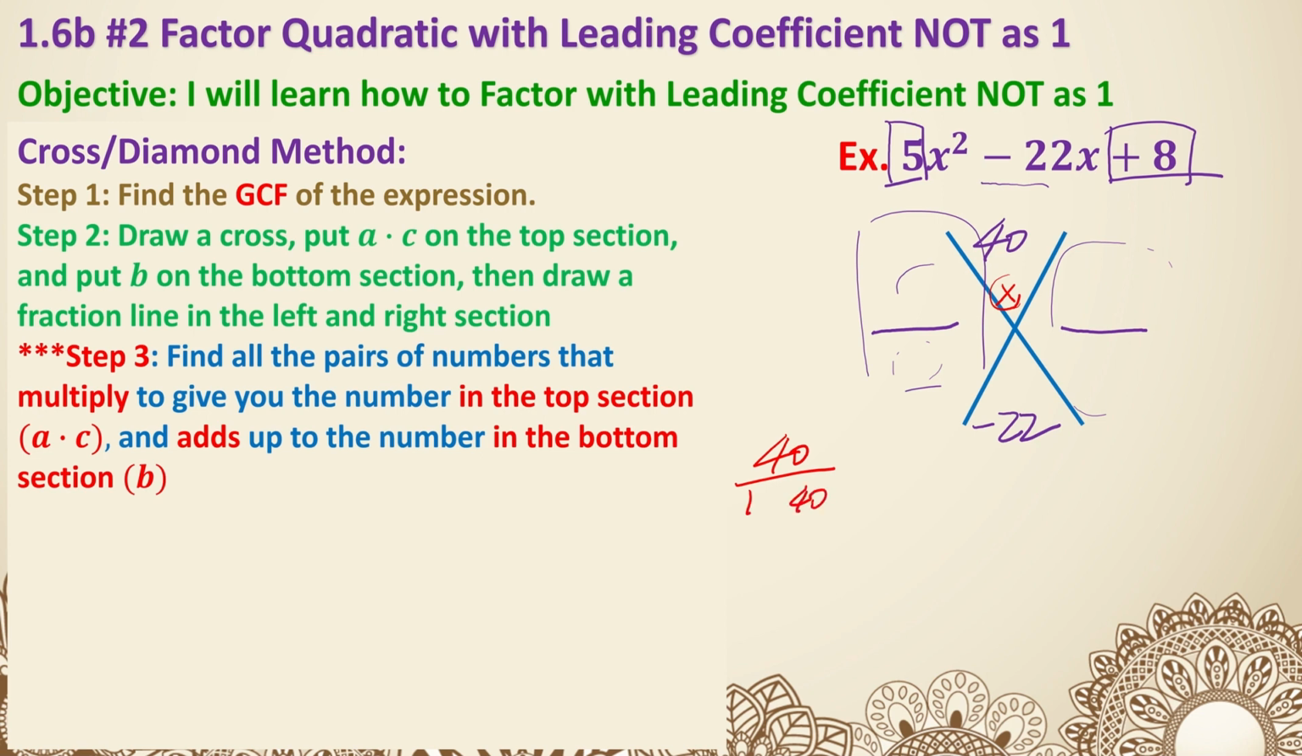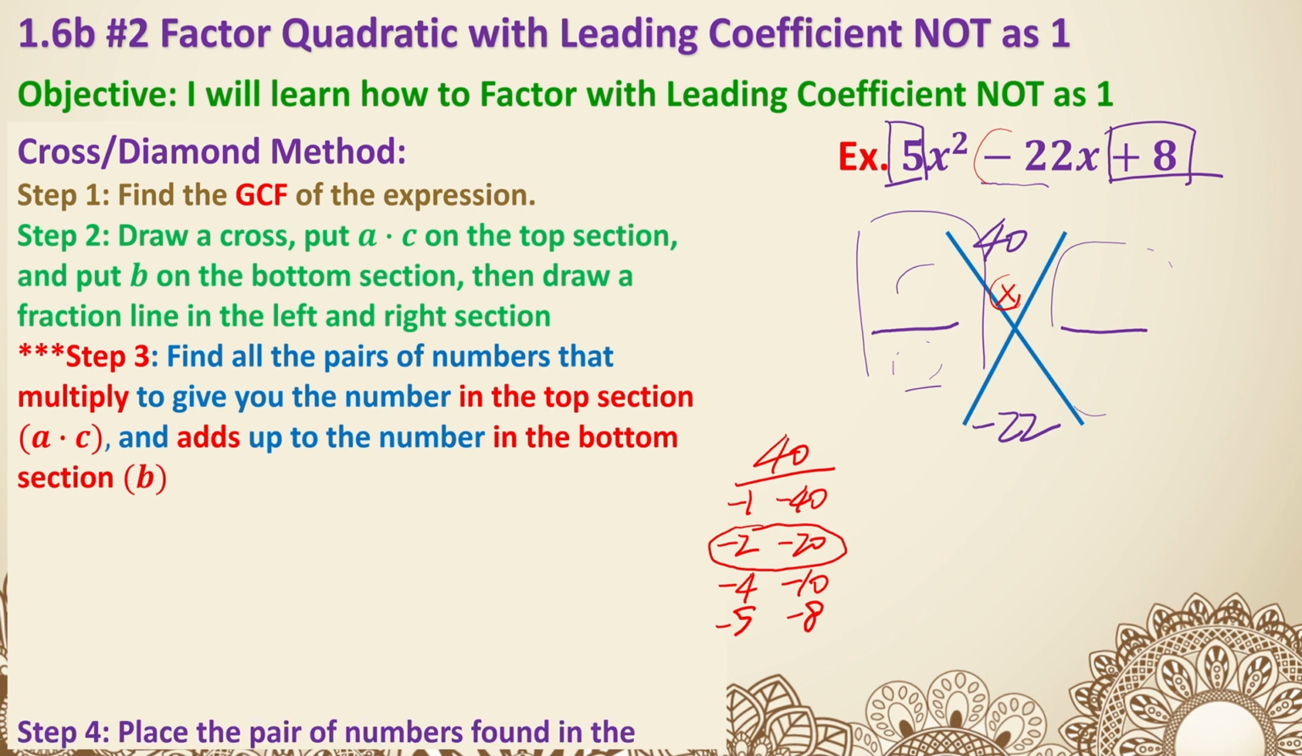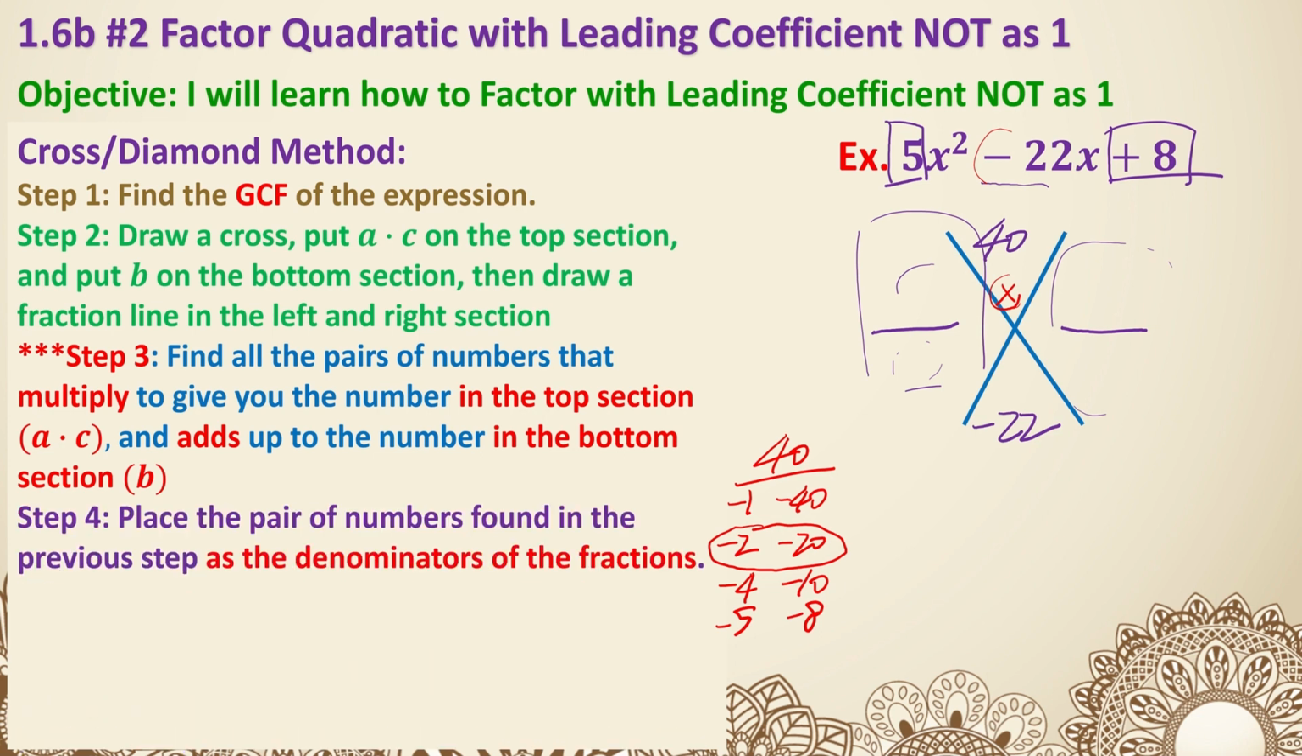1 and 40, 2 and 20, no 3, 4 and 10, 5 and 8, 6 nothing, 7 nothing, and if you go 8, 8 and 5. And the middle number is negative 22, which means all the numbers have to be negative because they need to multiply and get a positive 40. So we are finding the combination that would multiply to get 40 and add up to negative 22. And it's pretty obvious. It will be negative 2 and negative 20. And we are going to write those two numbers. That is the next step. We're going to write those two numbers as the denominator.